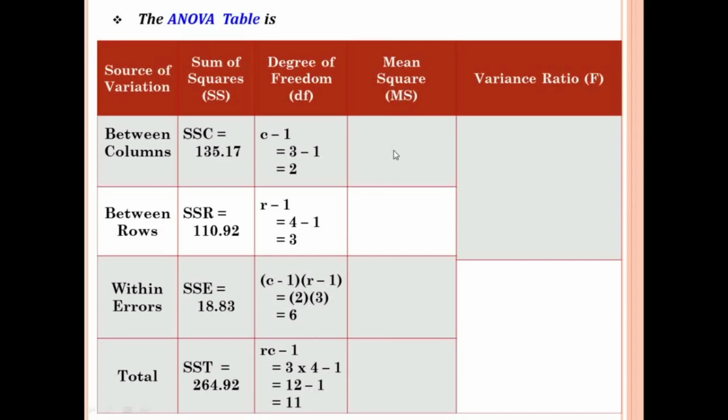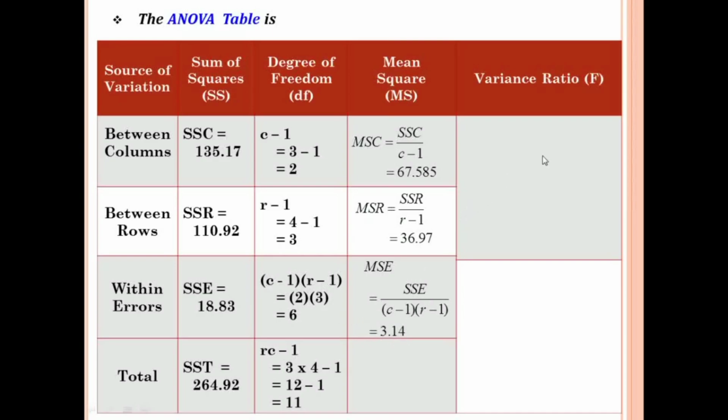Next, we are going to find the mean square between columns, mean square between rows, mean square within errors. Okay. So what is the mean square column formula? Sum of square of column by degree of freedom. That means this number by this number, 135.17 by 2 equal to 67.585. Similarly, we get MSR value. MSR is nothing but SSR by R minus 1. We get 36.97. Similarly, we find MSE. MSE is nothing but SSE by degree of freedom. So we get 3.14. Okay.